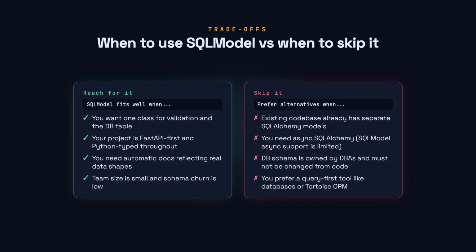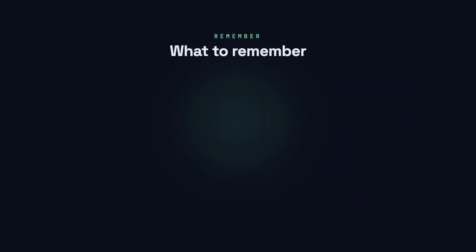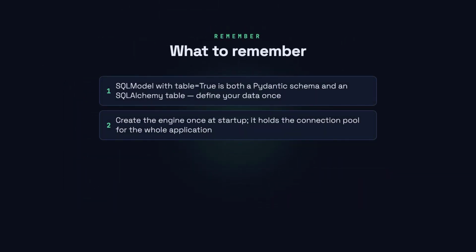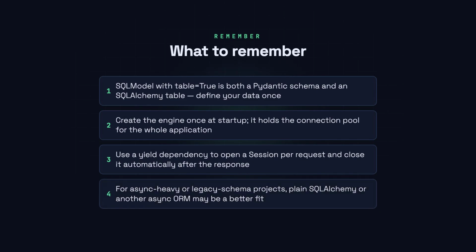To wrap up, SQLModel's big idea is eliminating the duplicate model problem by making one class serve both the ORM and the validator. The engine is created once at startup and shared everywhere. The session is created fresh for each request through a yield dependency, so cleanup is guaranteed. Keep in mind that this unified approach works best on new projects. If you already have a mature SQLAlchemy setup or you need fully async database access, you should evaluate whether SQLModel's current limitations are acceptable before committing to it.